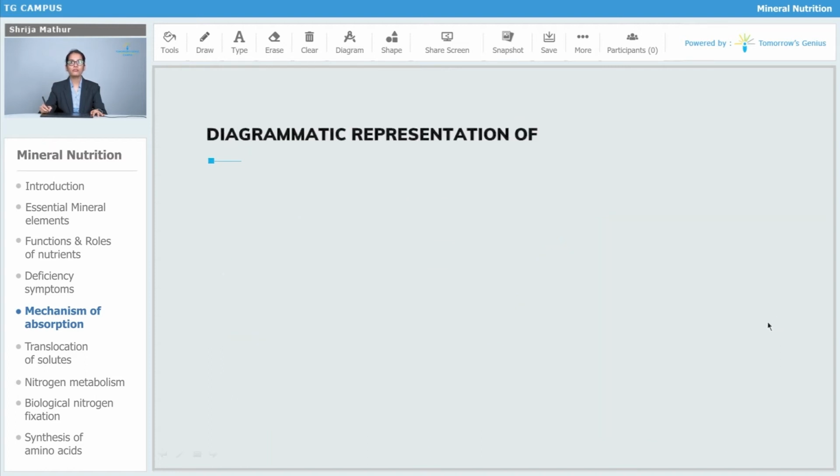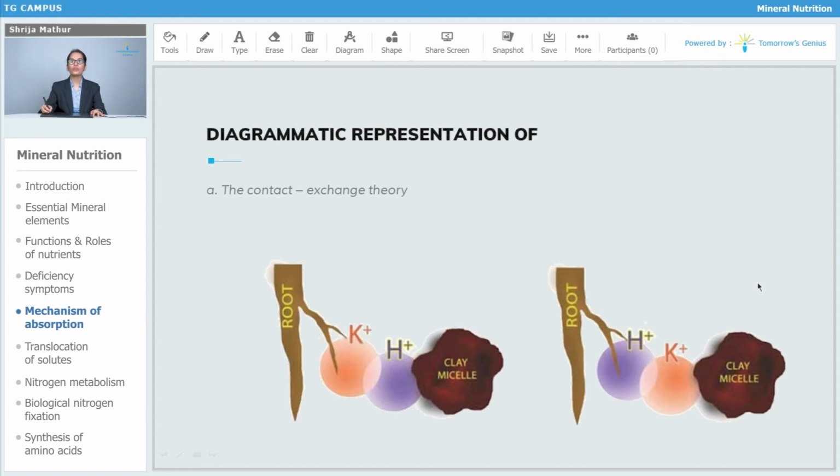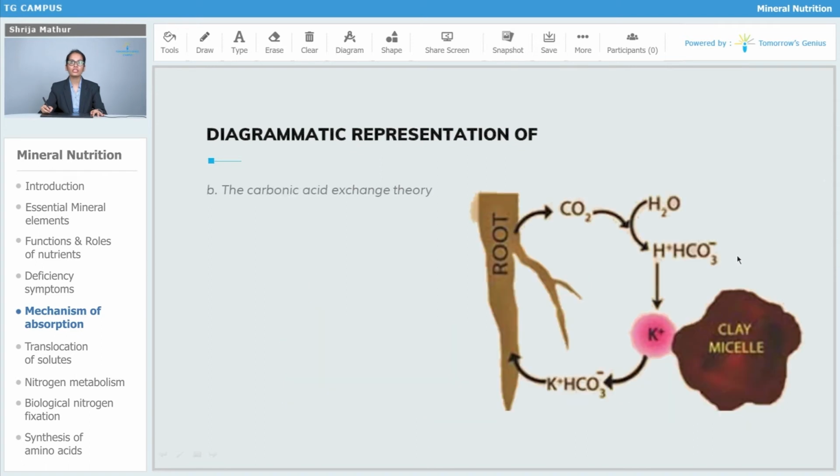So here is a diagrammatic representation of the theories which told us about the passive absorption. First is the contact exchange theory, where two ions come in contact and there is an exchange of the ions between them. Carbonic acid exchange theory is an exchange of ions with the help of carbonic acid.